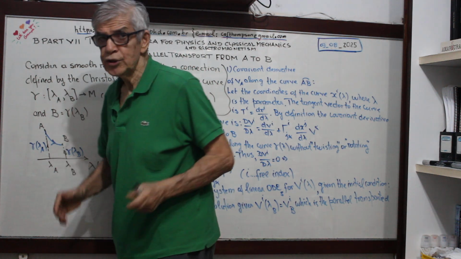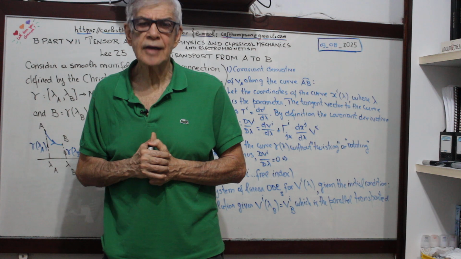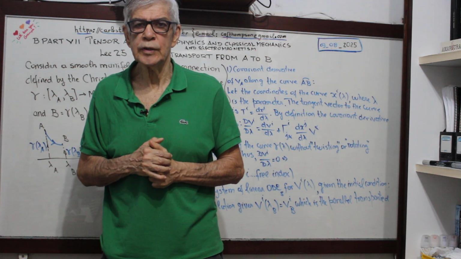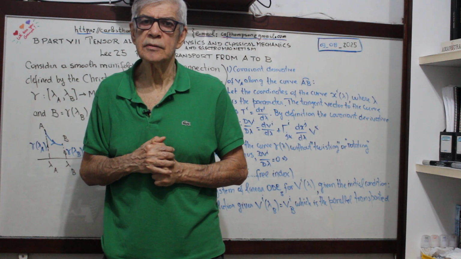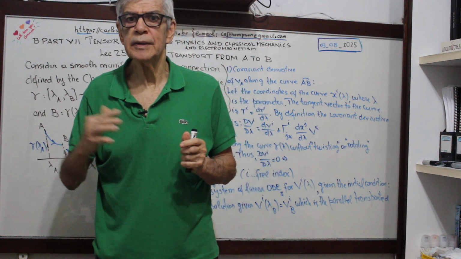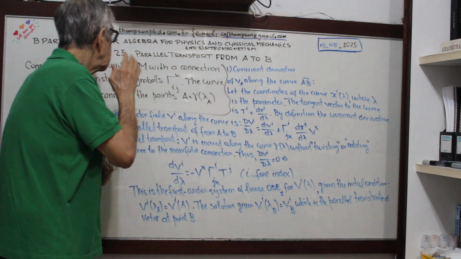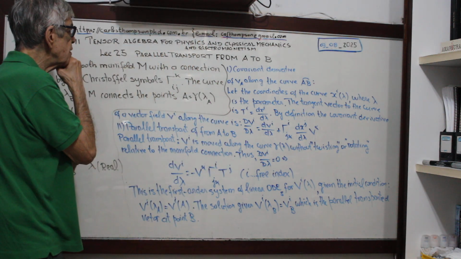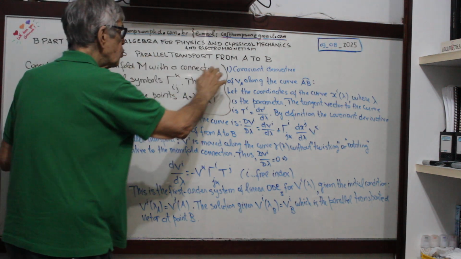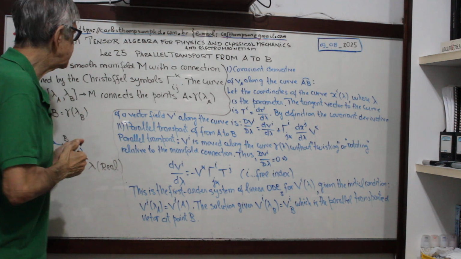Now, the objective of these next lectures is to reach the Riemannian curvature, embedded in R3. Now, let's say lecture 25, parallel transport from A to B. It's just a review, you see.